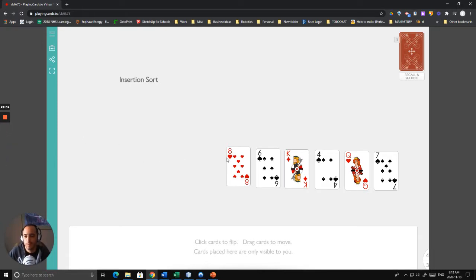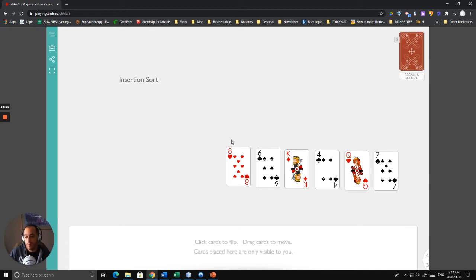Alrighty, so insertion sort. This is another one of those quadratic efficiency sorts that's going to behave a little bit differently than the other two. What that means is ultimately this is going to be driven by two loops.